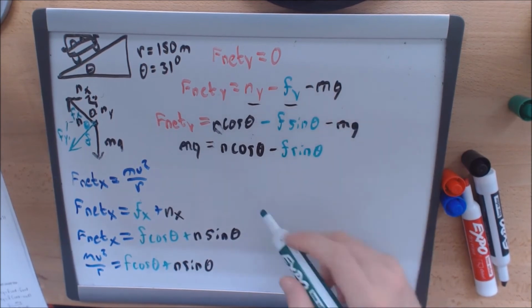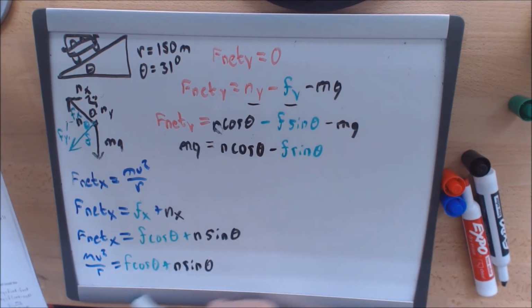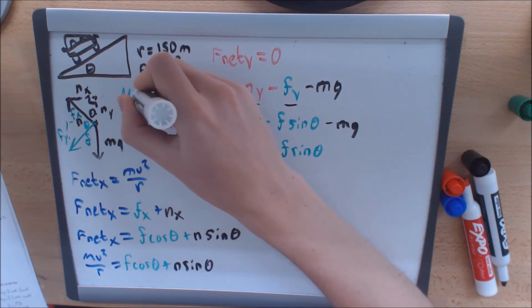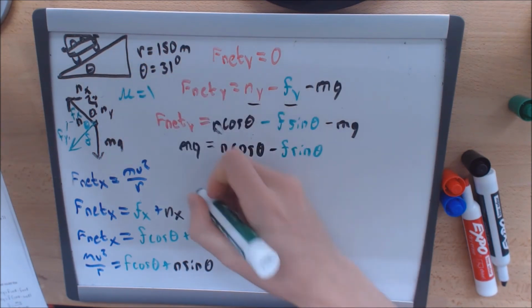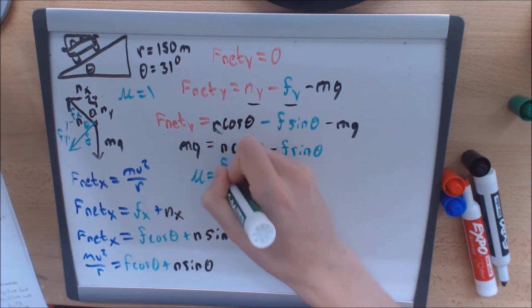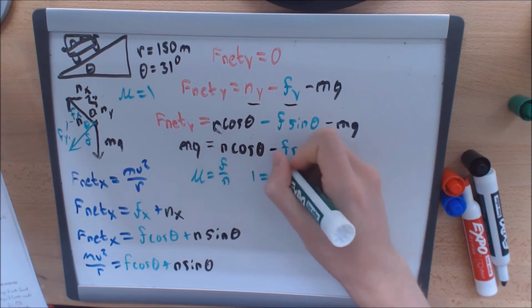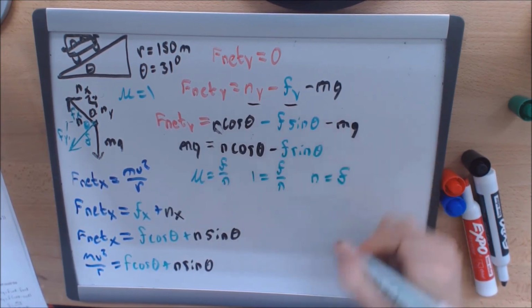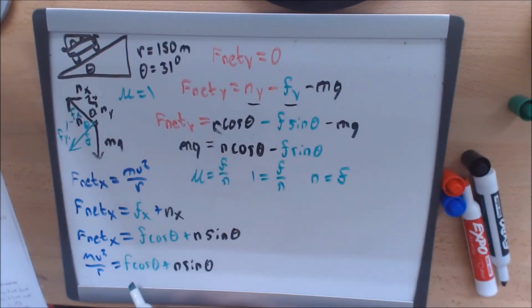Now here's an important thing. We're going to use our coefficient of friction. They told us mu equals 1. So we know mu is equal to F over N. That means 1 is equal to F over N, which means N is equal to F. So everywhere we have N's and F's, we can treat them as the same thing and just use the same variable. It makes it way easier to solve, and actually, we need that to solve this.